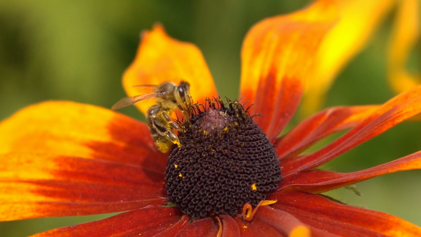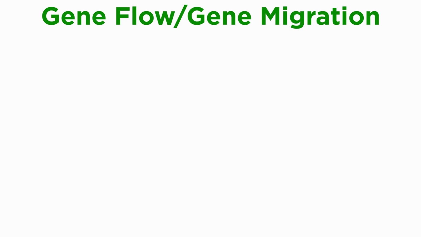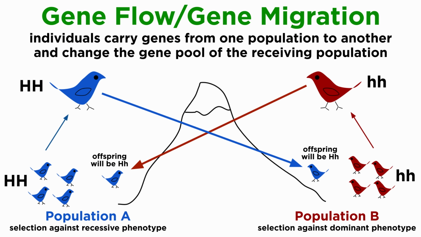Now we arrive at mechanisms pertaining less to biochemistry and more to ecology. The first is gene flow, also called gene migration. This is any movement of individuals and the genetic material they carry from one population to another, changing the composition of the gene pool of the receiving population. Migrants can change the distribution of genetic diversity by modifying allele frequencies, or the proportion of the members carrying a particular variant of a gene.